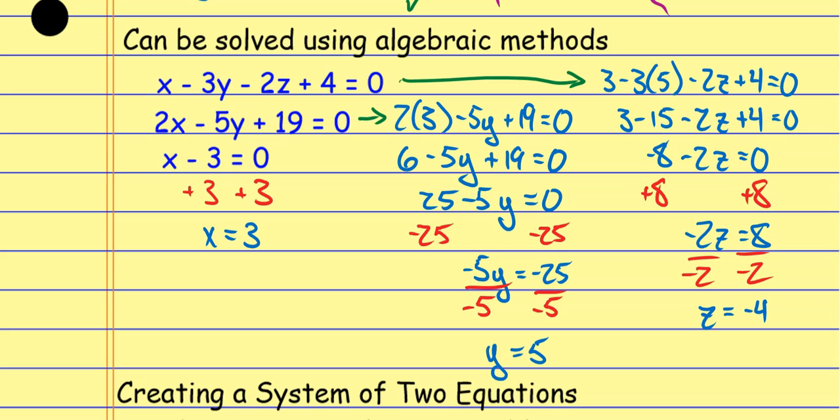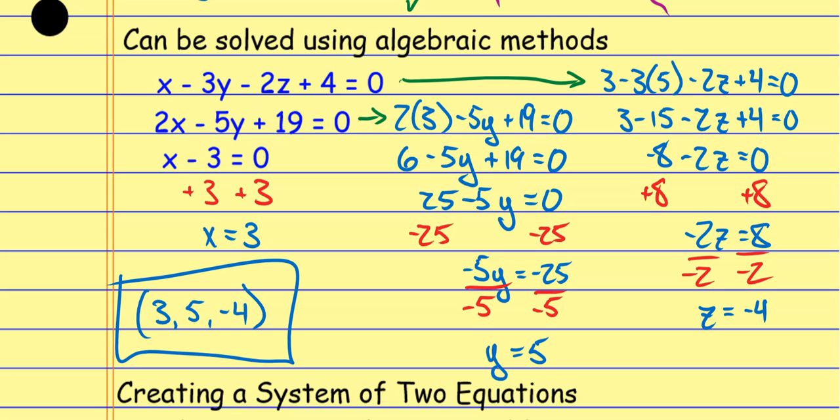And once again, I write my order kind of like I did before. I used to write them as ordered pairs. Now I'm going to write it as an ordered triple. I've got 3, 5, and negative 4. And I write it in this format. That's a nice, succinct way of saying, hey, x equals this, y equals this, z equals this. Okay?